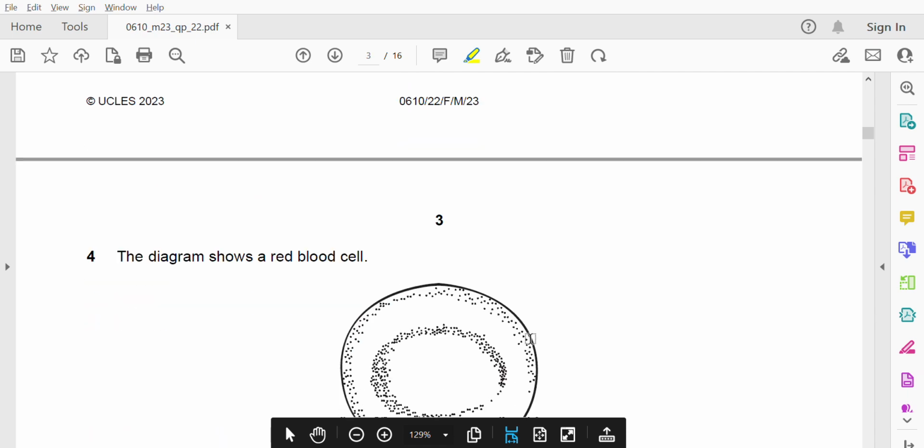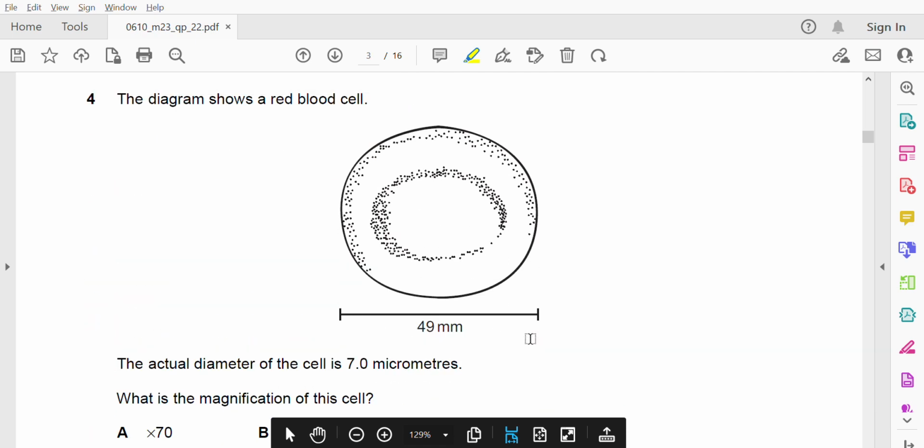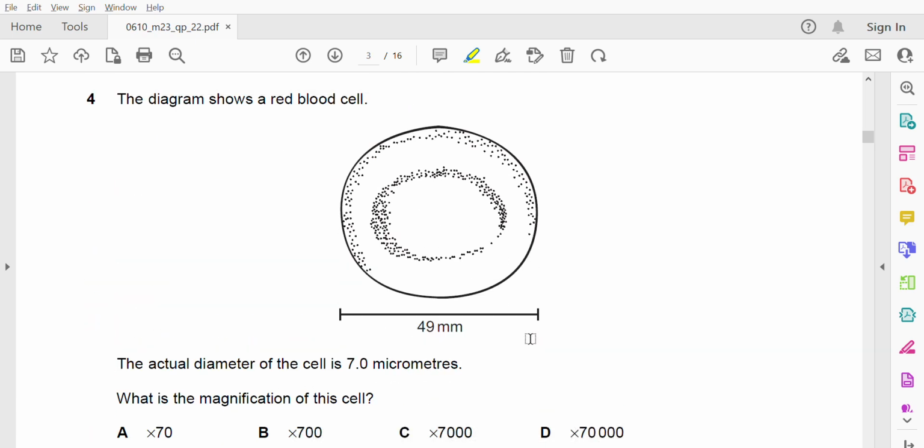Moving on to question number 4. The diagram shows a red blood cell. The actual diameter of the cell is 7 micrometers. What is the magnification of the cell? Now let's look at this. Now we can remember this using the acronym MIA. Magnification equals to image size divided by actual size. Now we need to find the magnification. So the image size is 49 millimeters.